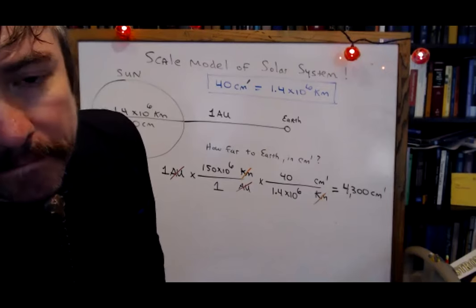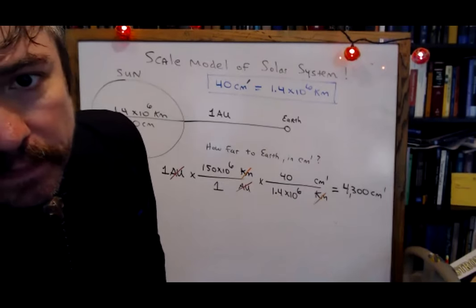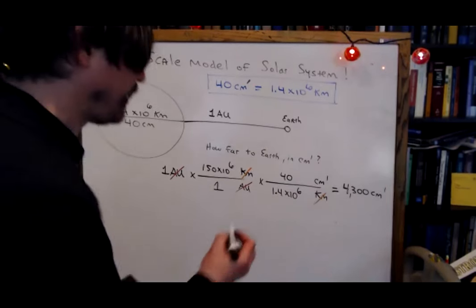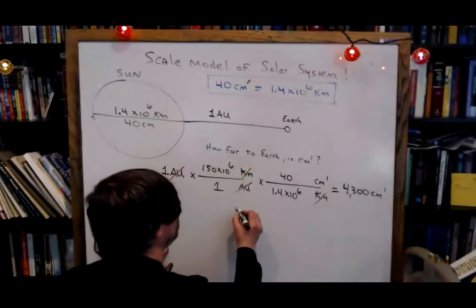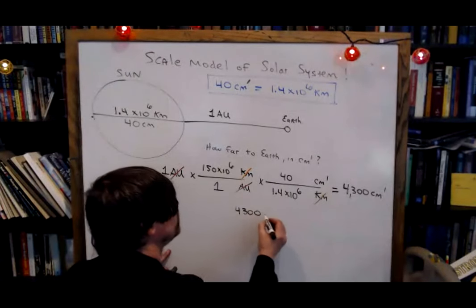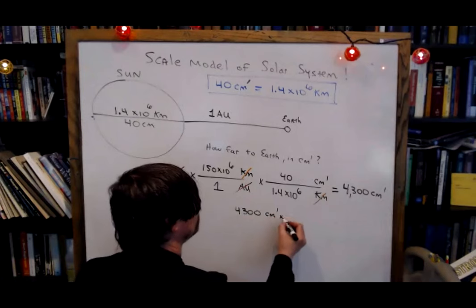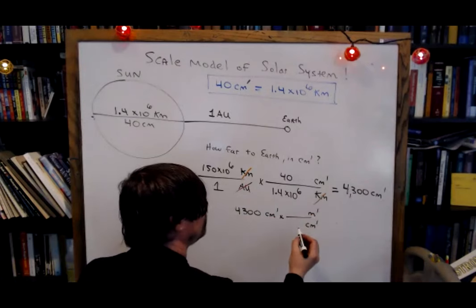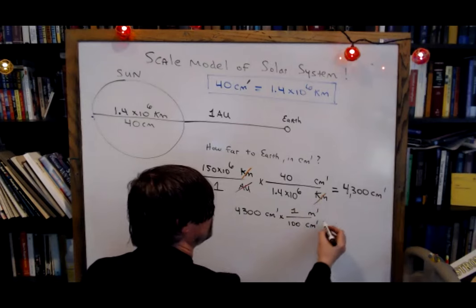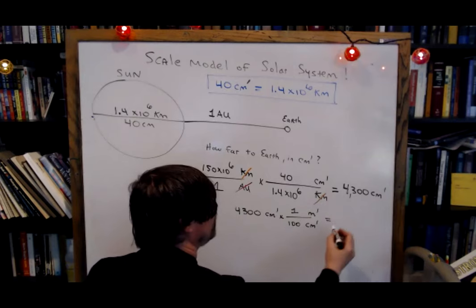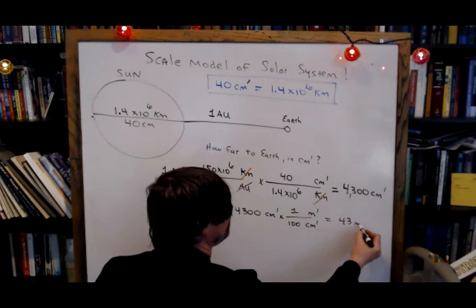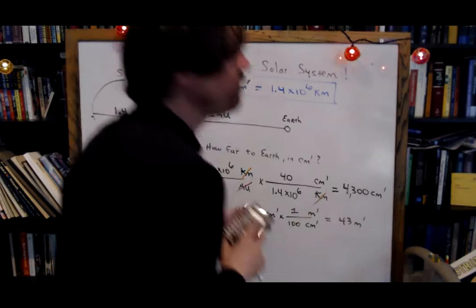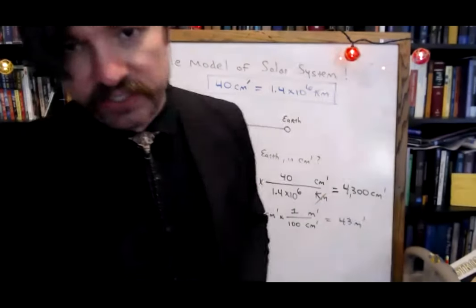Four 430 or 43? Which one? 43. That's right. Because if I converted, watch my dimensional analysis, from fake centimeters to fake meters, I would use the same conversion factor. 1 meter is 100 fake centimeters. 1 fake meter is 100 fake centimeters. That's 43 fake meters. Hey, how far away is 43 meters?